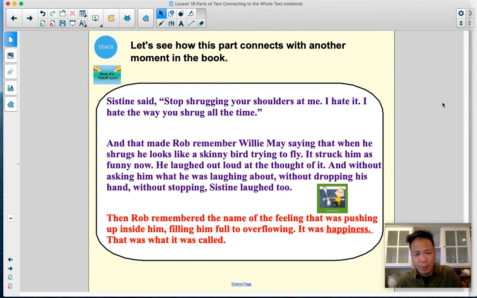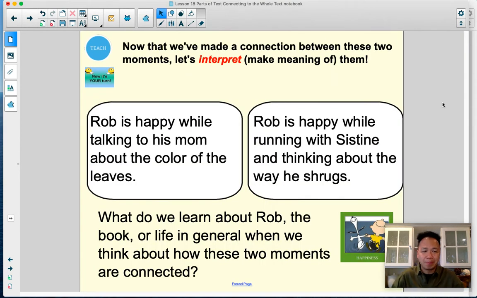So here's another moment where Rob is happy. He remembers Willie Mae talking about his shrugging, and he's obviously with Sistine, and they start laughing together. So now we have two things where they kind of stick out, but then they kind of connect. Rob is happy while talking to his mom about the color of the leaves. Rob is happy while running with Sistine and thinking about the way he shrugs.